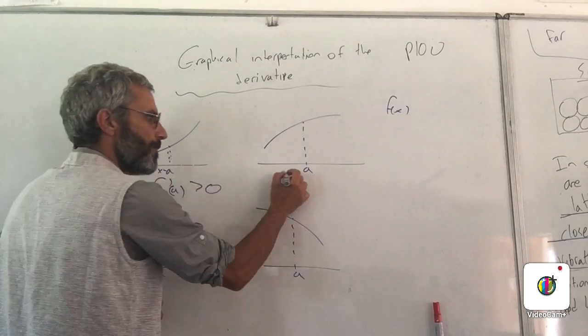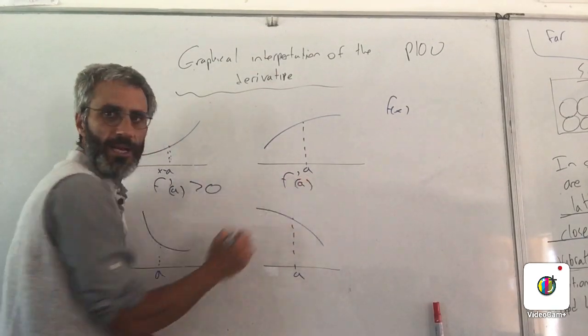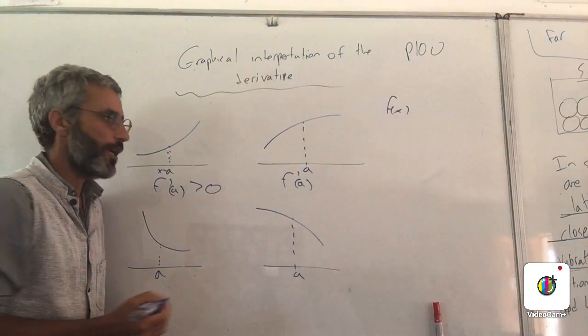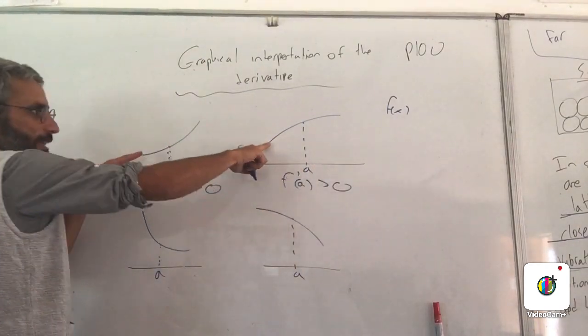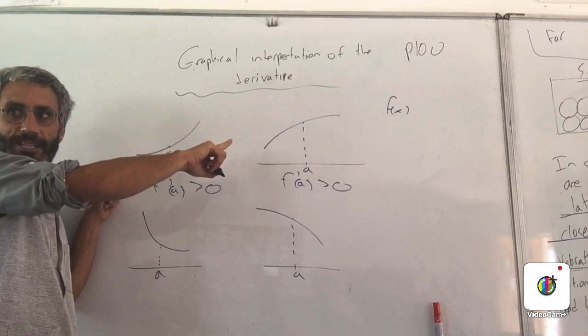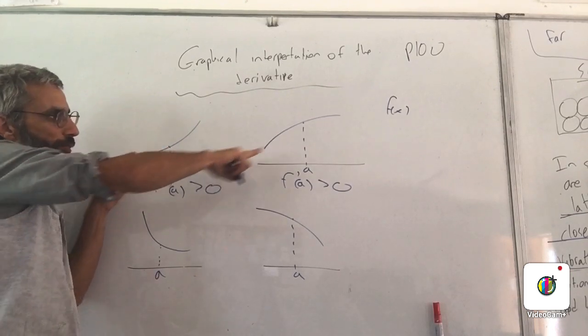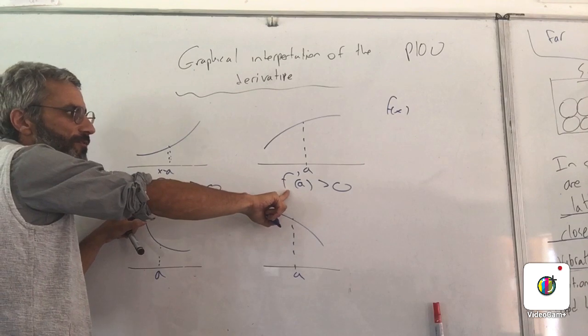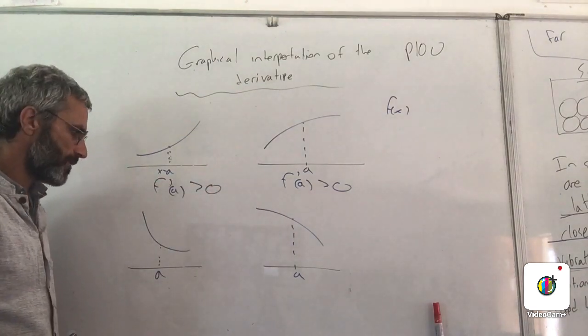Okay? And what about here? What is the derivative here going to be like? It's also going to be positive. It's a different kind of graph. There is a difference here. We're going to talk about this difference next lesson, not this one. But in this case, the first derivative is above 0, it is positive.